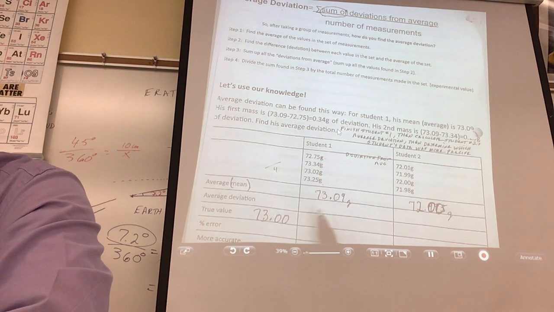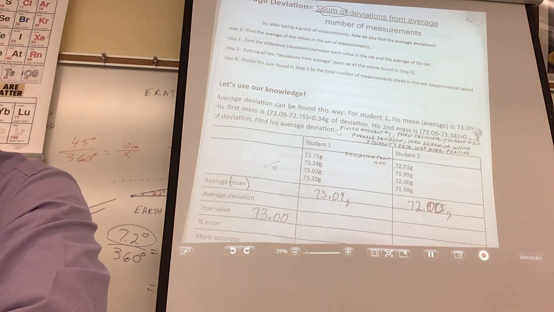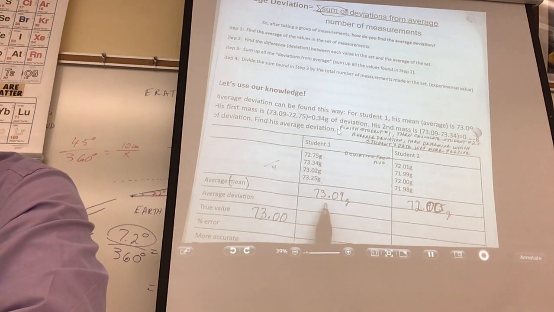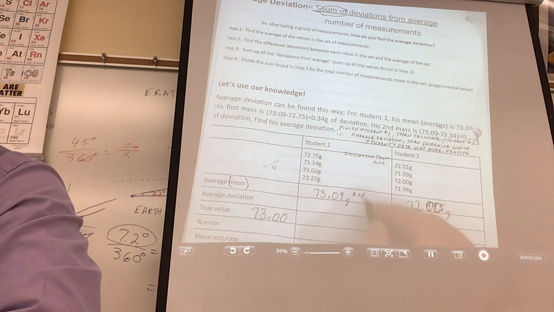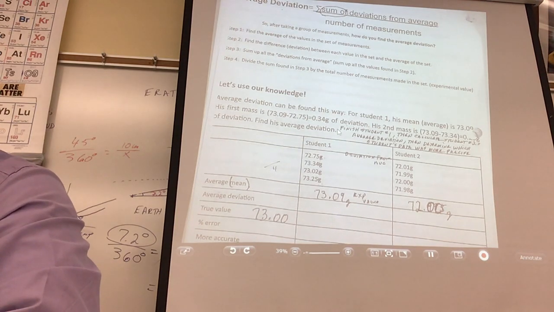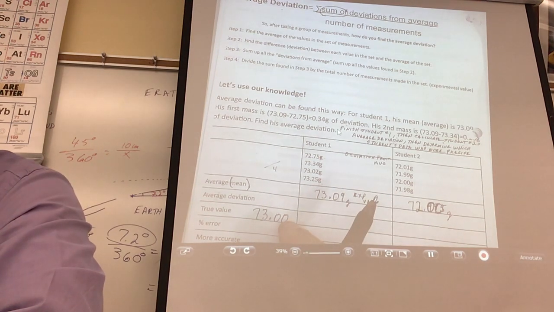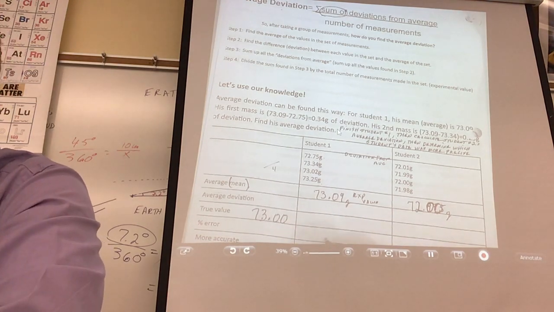73.09 minus 73. What's that give you? The experimental value, that's this guy. And what's the accepted value? Also known as true value, standard, right? So 73.09 minus 73 in parentheses, and then divided by what? 73. Okay, so let's try that. What's the percent error for student 1?